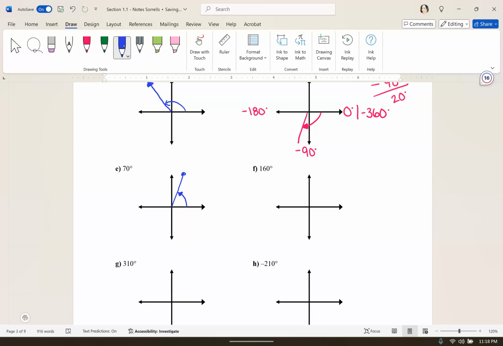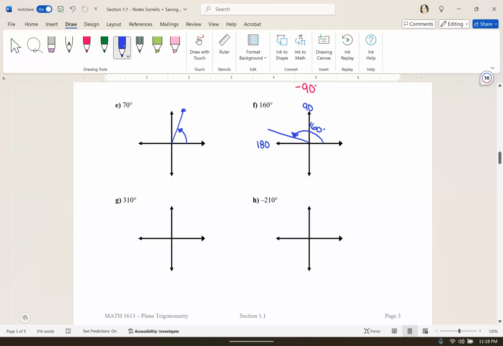160. So that means I'll go ahead and at least put the 180 on there and the 90. So you can see we are very close to the 180. So I'll probably draw my line about right there. Okay, because remember, this will be about 160 degrees, and this will be the remaining 20 degrees right there.